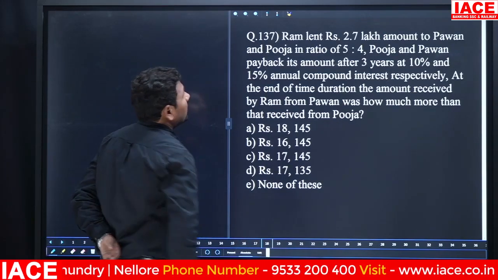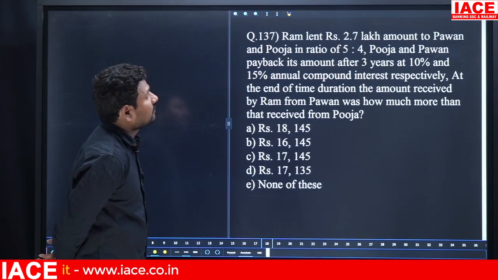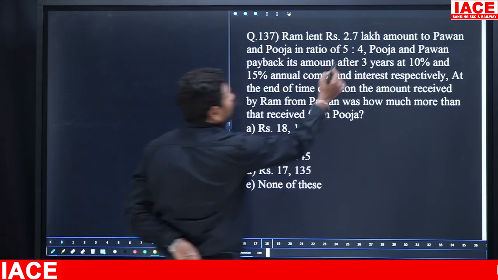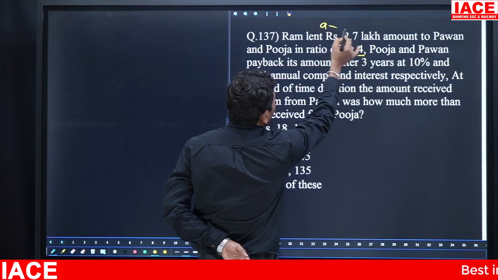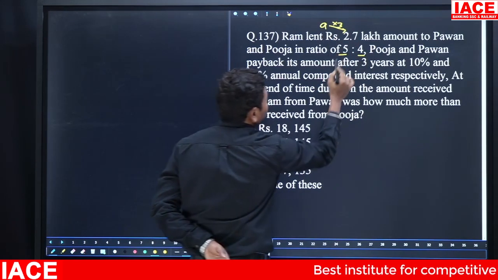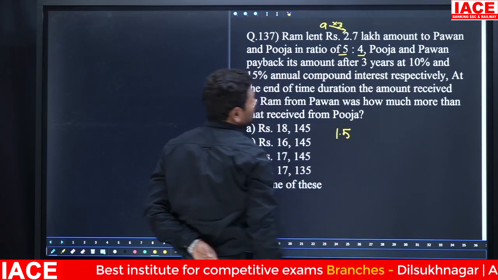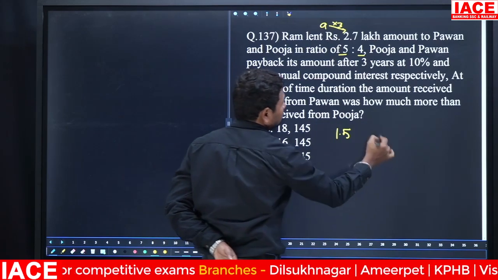Next. Ram lent 2.7 lakhs to Pawan and Pooja in the ratio 5:4. 5 plus 4 is equal to 9 parts. 9 parts is equal to 27. 9 times 3 is 27. Then 5 parts: 5 times 3 is 15, it is 1.5 lakh. And 4 times 3 is 12, it is 1.2 lakh.